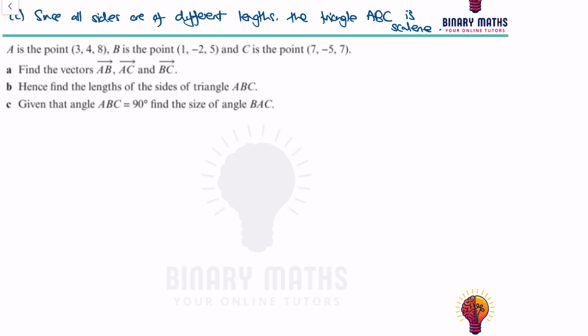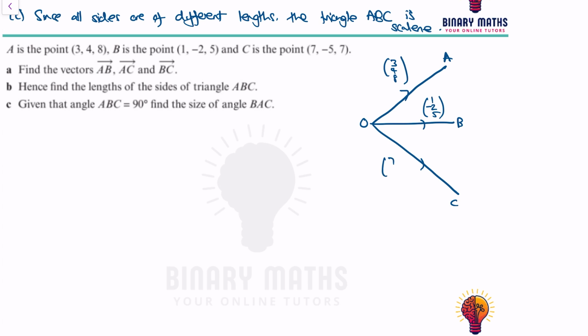A is the point (3, 4, 8), B is the point (1, -2, 5), and C is the point (7, -5, 7). So from the origin, OA is (3, 4, 8), OB is (1, -2, 5), and OC is (7, -5, 7). Let's find AB.